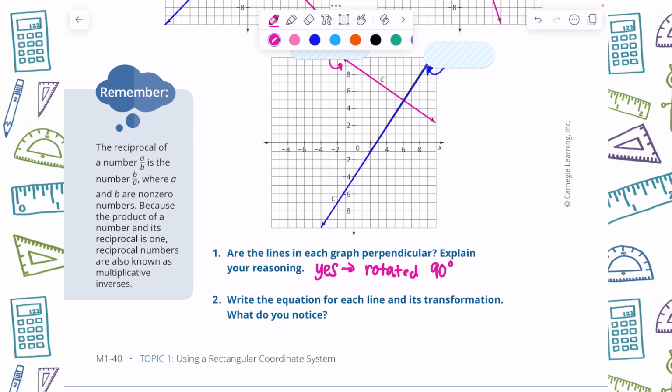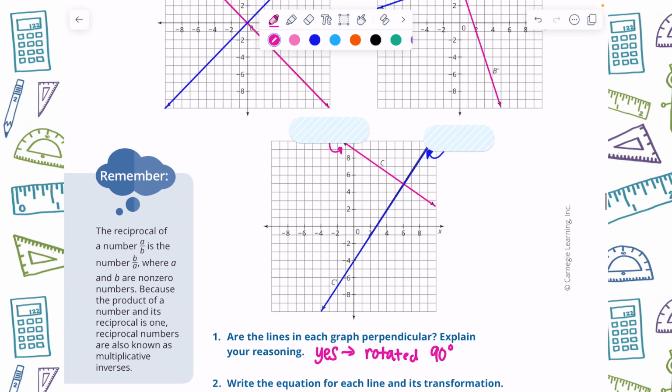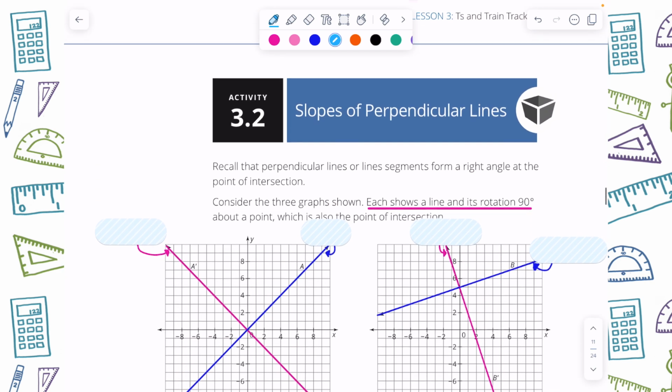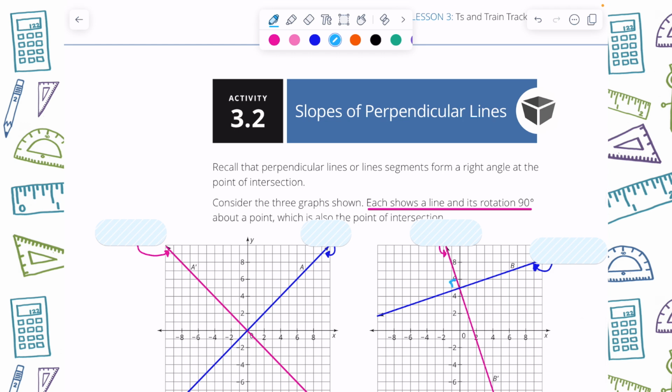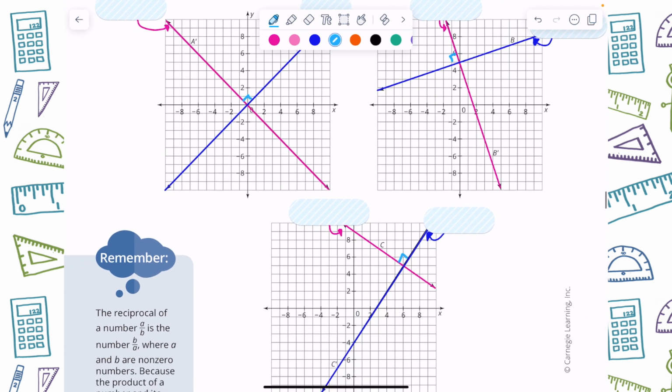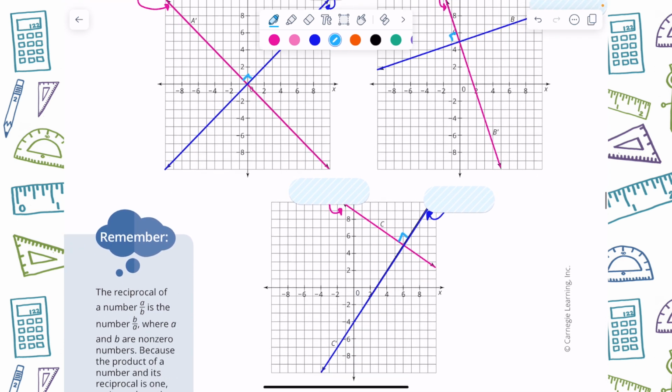There are also other ways we can figure out that these lines are perpendicular to each other. Since we know that they are perpendicular because they are rotated 90 degrees, we can go ahead and put boxes in here for these if you would like. You don't necessarily have to, but you can. And then we are going to talk about other ways we can figure out that those are perpendicular.